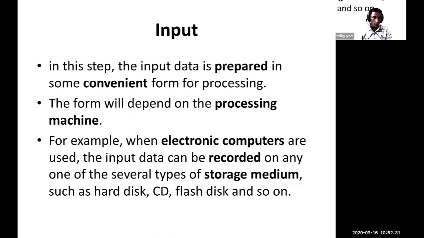So what do we mean by input? As we discussed, input means simply feeding data into a computer. In this step, the input data is prepared in some convenient form for processing. The form will depend on the data processing machine. For example, with an electronic computer, we need to put input data on different storage media, like a hard disk, CD, or flash disk, and other types of storage. So this input format depends on the machine which can process the data.